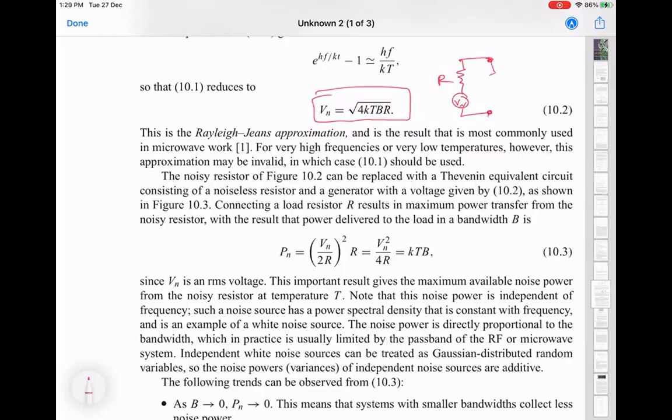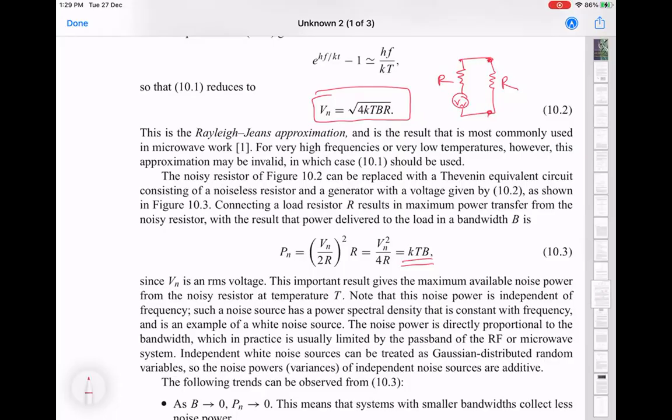If I now put a matched load here, which is R, then you can calculate that the power delivered per unit bandwidth is basically given by kT. Okay. Because power goes as V squared over R, and then there's a factor of 2 from the voltage division. If you run through that, you get this result. So this is the important result: the power delivered to a matched load, this noise power, is just kT times bandwidth.